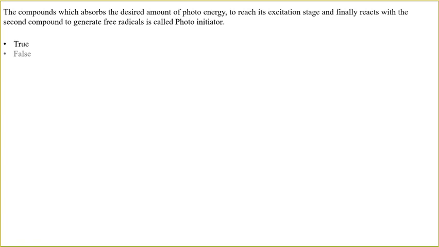The compounds which absorb the desired amount of photoenergy to reach their excitation stage and finally react with a second compound to generate free radicals are called photoinitiators. The entire statement is correct except that it is not called a photoinitiator, it is called a photosensitizer. Photosensitizers absorb the desired amount of photoenergy and get excited to generate free radicals. Once it reaches the excitation stage, it will start generating the free radicals. So this statement is false because it's not photoinitiator, it is called photosensitizer.